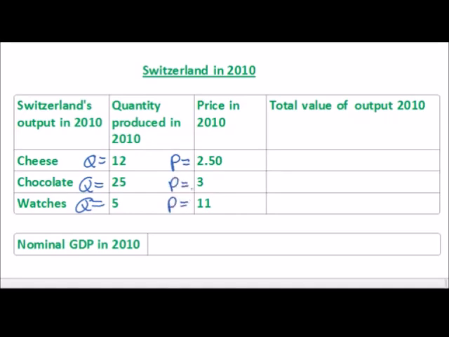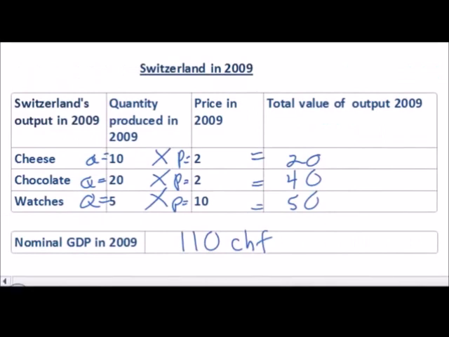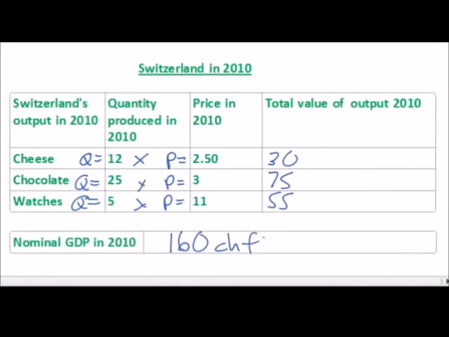So what we get is a nominal GDP figure, which is inflated because of the higher price levels. Let's calculate nominal GDP now. If we add up the total market value of Switzerland's output in 2010, we see that Switzerland's nominal GDP would be 160 Swiss francs. Now, that's quite an increase from 110 Swiss francs in 2009 to 160 Swiss francs in 2010. Looking at these numbers alone, we might conclude that Switzerland's GDP increased dramatically, by approximately 45 or 50% in fact.